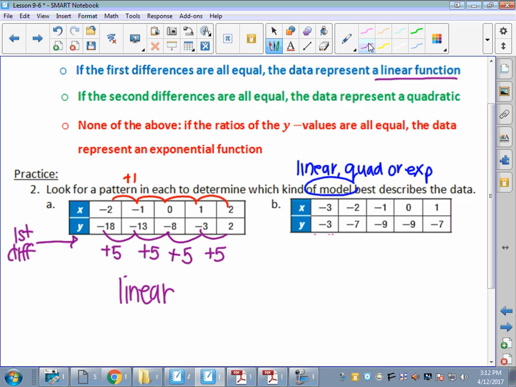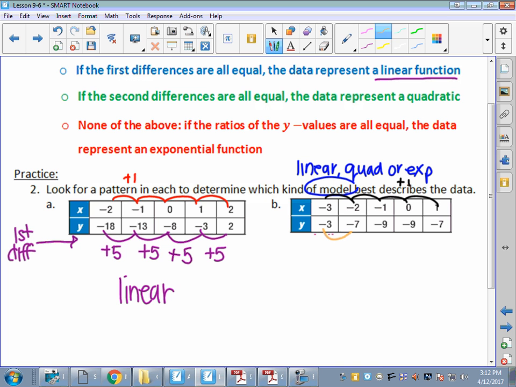In 2B, let's do the same thing. So I'm going to look at my table. X's go up by 1 every time. Nothing exciting there. My Y's, how do I get from negative 3 to negative 7? That's going down, right? So subtract 4.